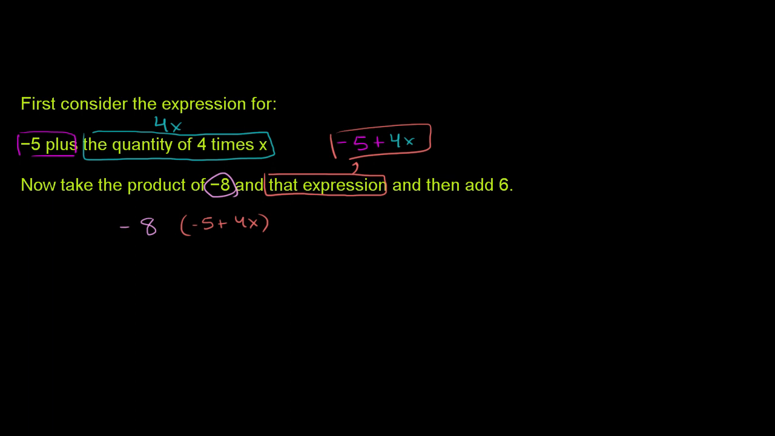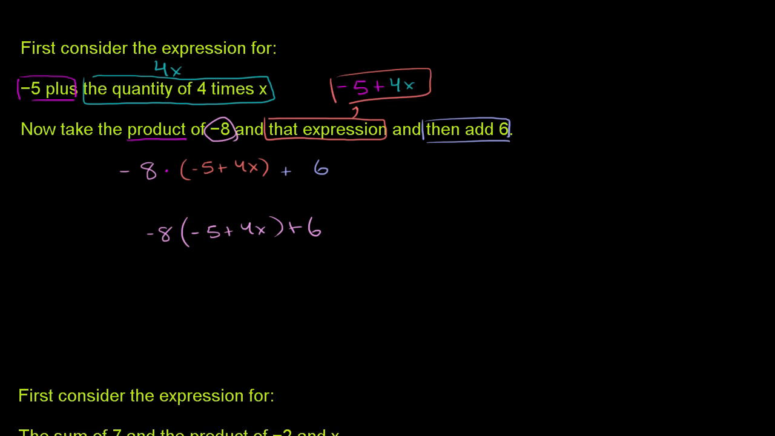The product of the two, so we could put a multiplication sign there, or we could just leave that out, and implicitly it would mean multiplication. Take the product of -8 and that expression, and then add 6. So that would be adding 6 right over here. So we could write it as -8, open parentheses, -5 plus 4x, and then add 6.